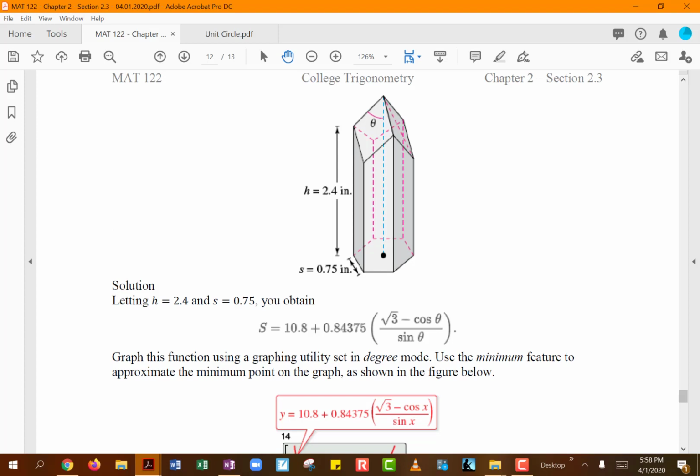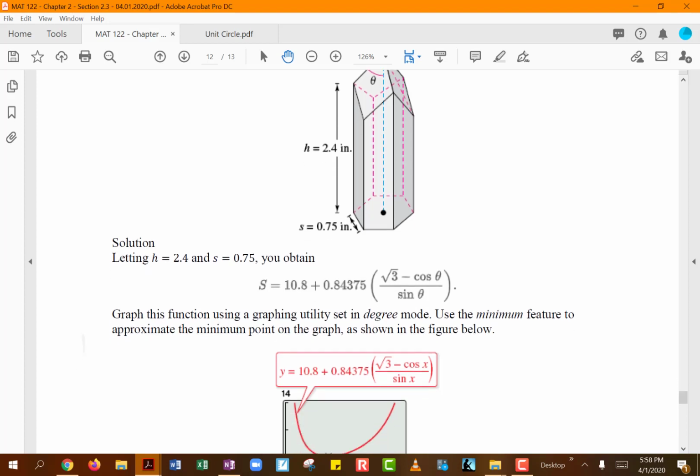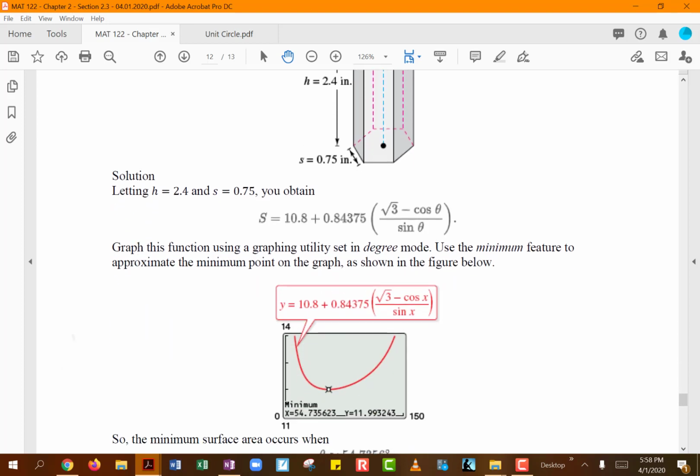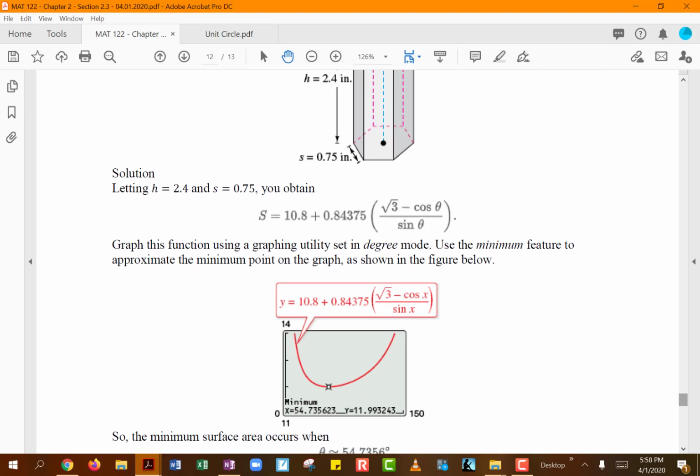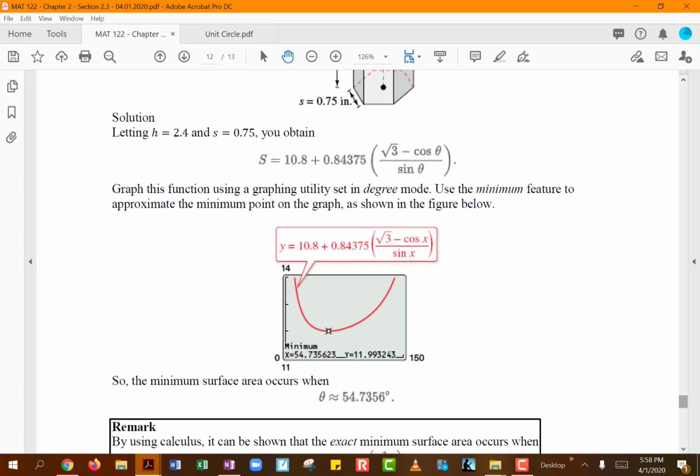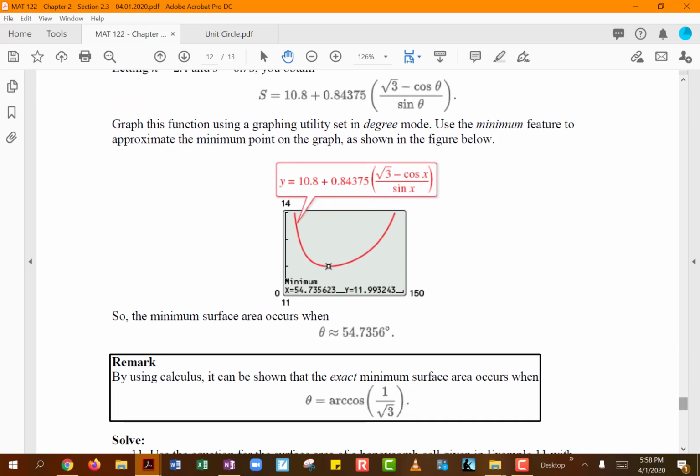So for the value of theta, you are actually having to use a graphing calculator to do this. Make sure your calculator is in the degree mode. They're saying use the minimum feature in your graphing utility to basically come up with that approximate value for theta. And so you can see they have that little star showing you where the minimum value of the function falls, and that is coming out to be approximately 54.7356 degrees.